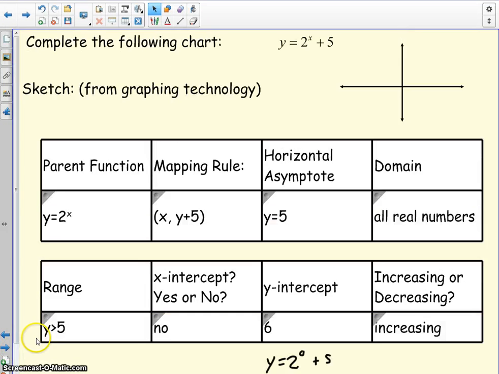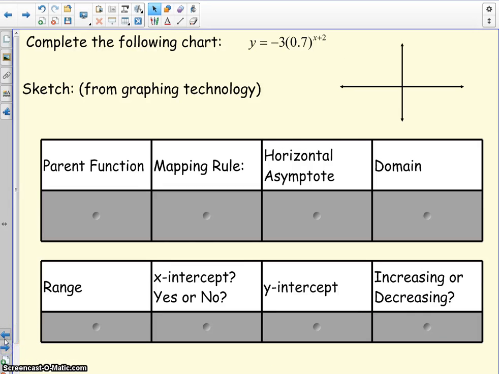Okay, so I'm going to give you guys another one to try now. So this is going to be negative 3 times 0.7 to the x plus 2.